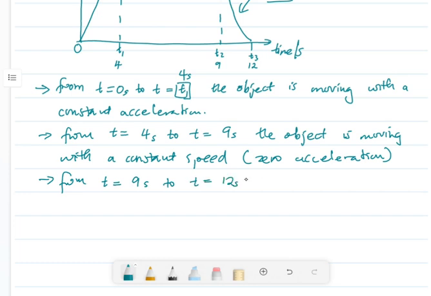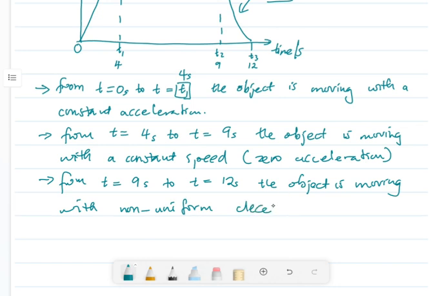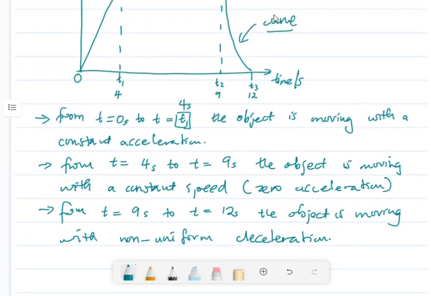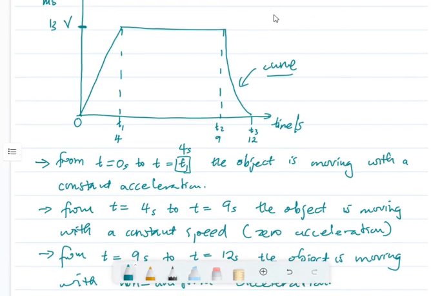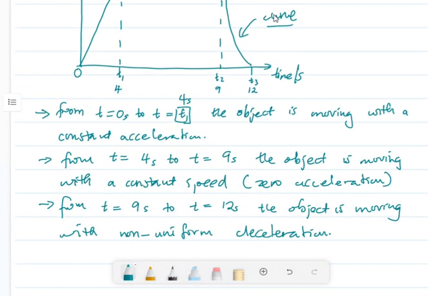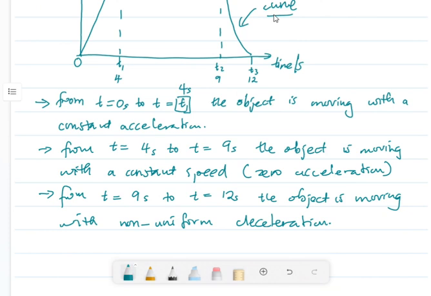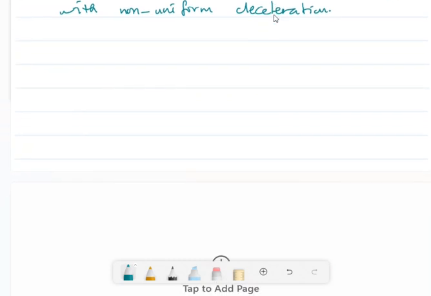So from t equal to 9 seconds to t equal to 12 seconds, the object is moving with non-uniform deceleration. Right, perfect. That's how you describe motion actually. Simple as that. Portion by portion, make sure you split your graph into different segments, and then you can get all your 3 marks or 4 marks depending on what the examiner is looking forward to.